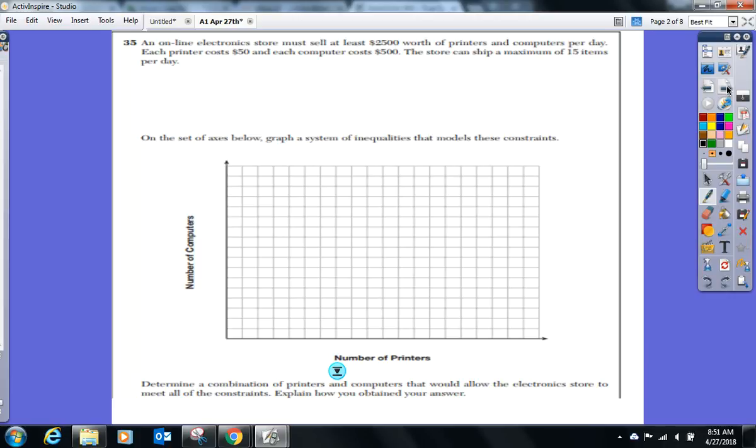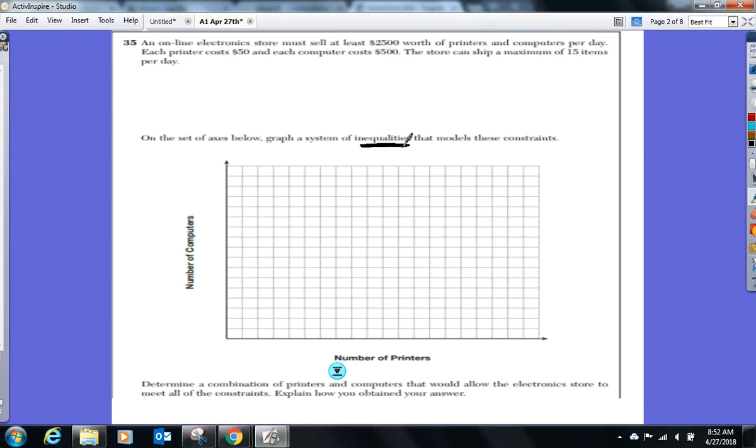Okay, here we go. Online electronic store. At least 2,500 worth of printers and computers. Printers cost $50, computers cost $500. The store can ship a maximum of 50 items per day. Ooh, graph a system of inequalities. So we need two, greater than, less thans, or equal tos as well.